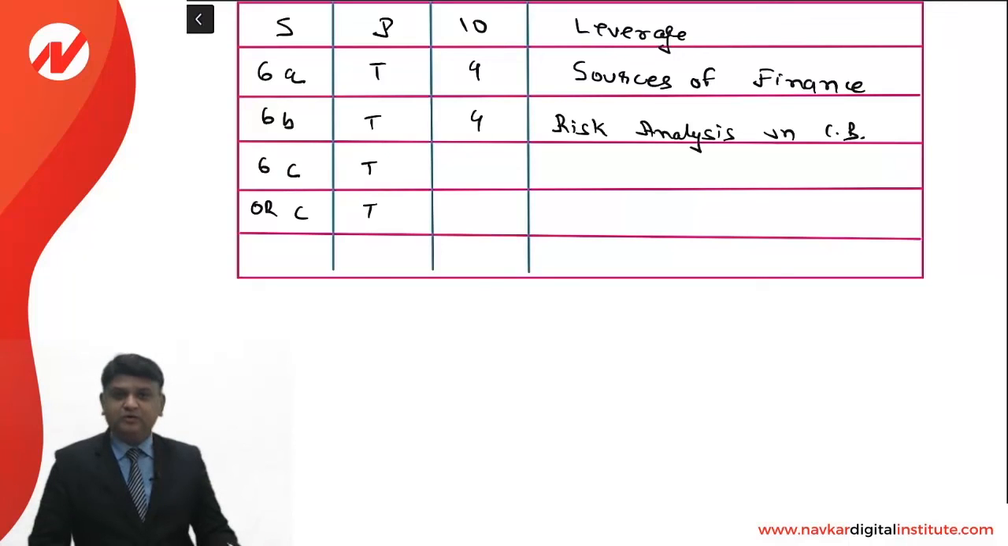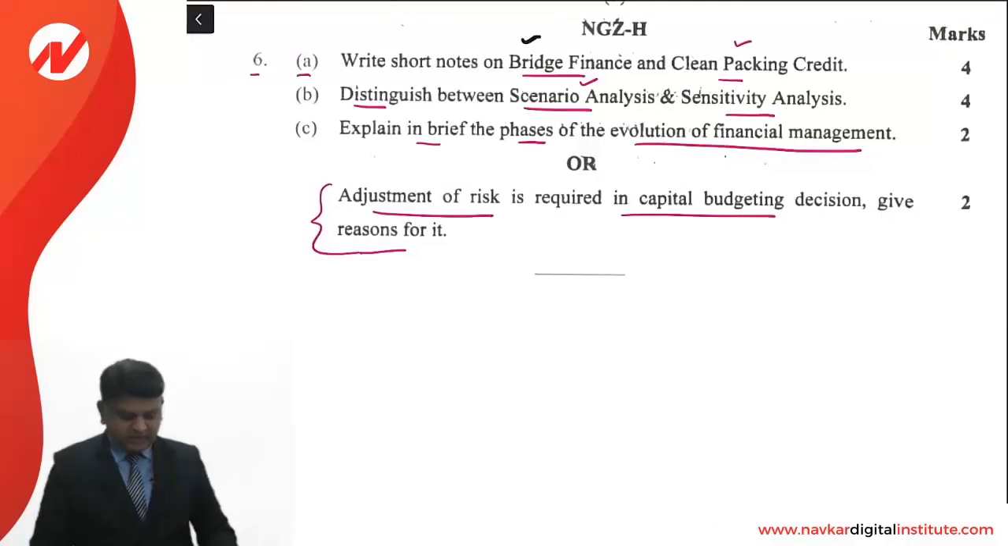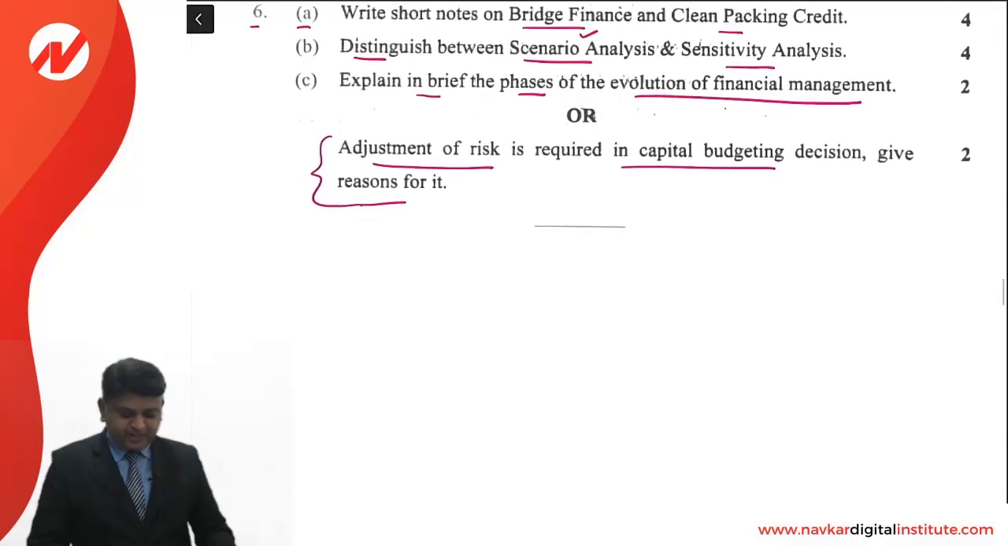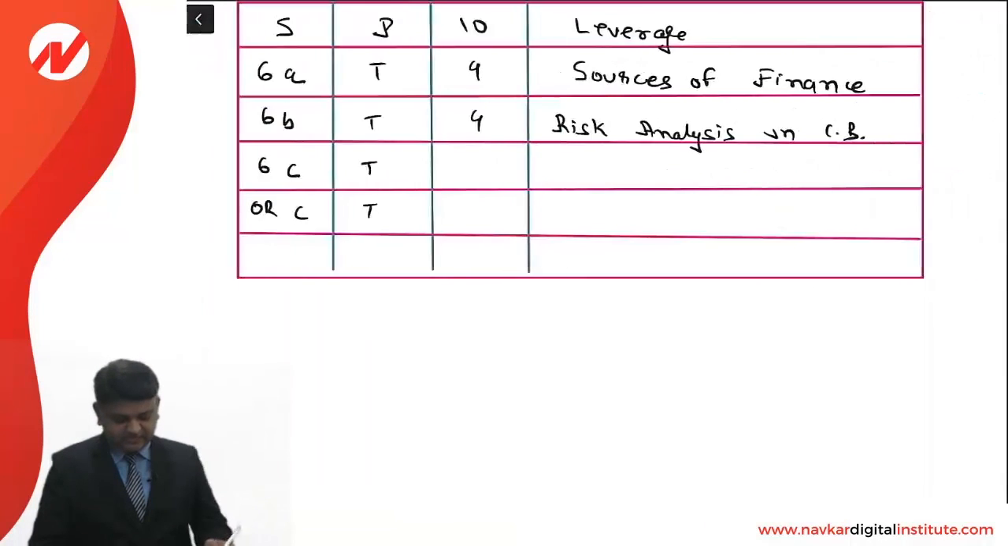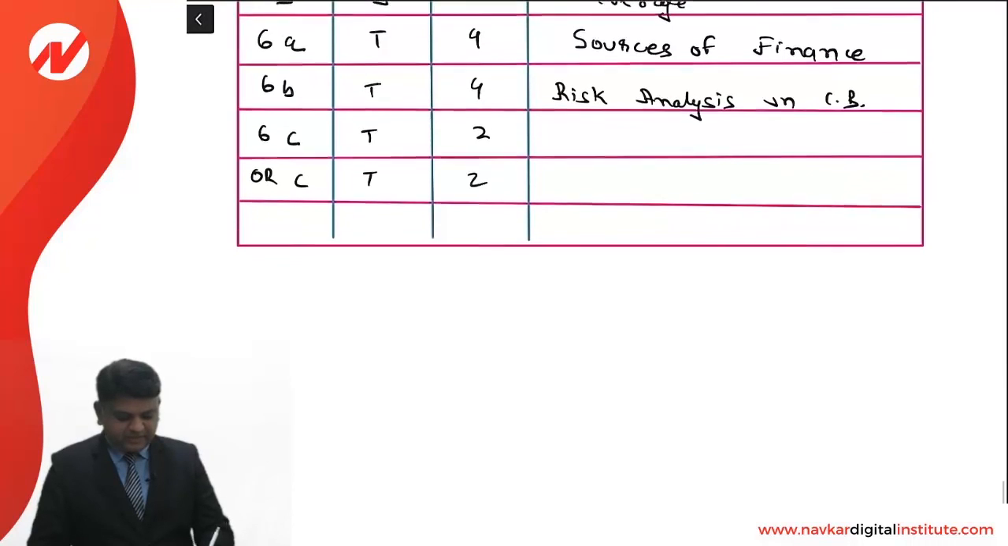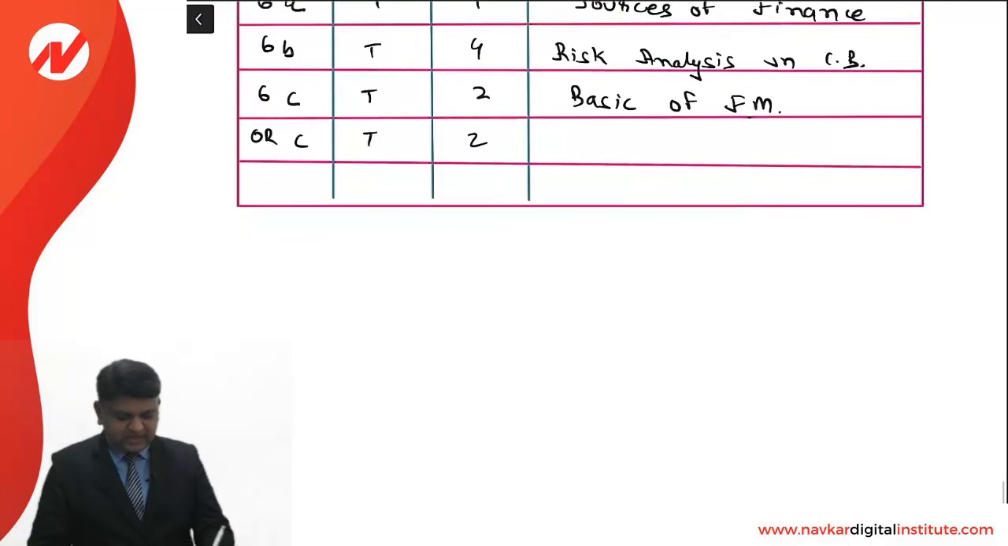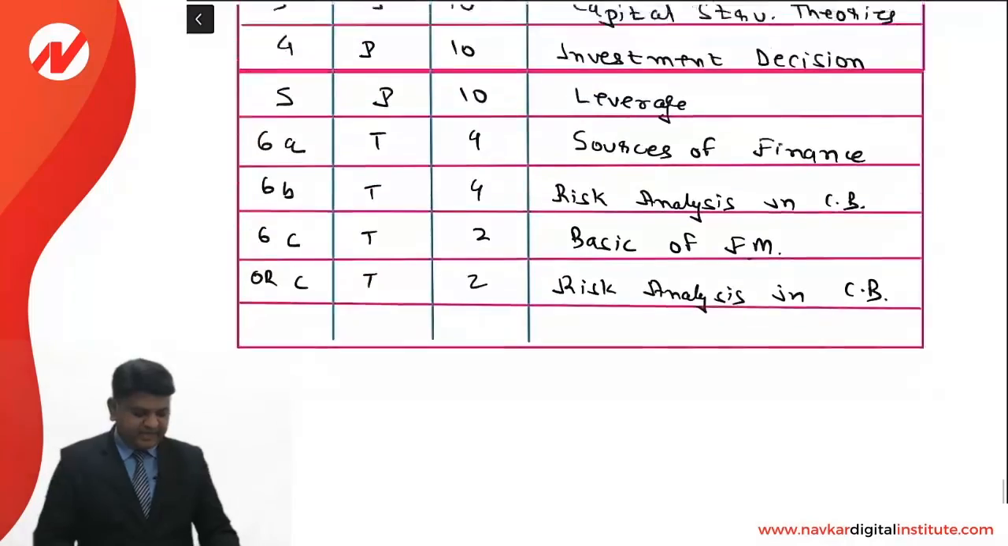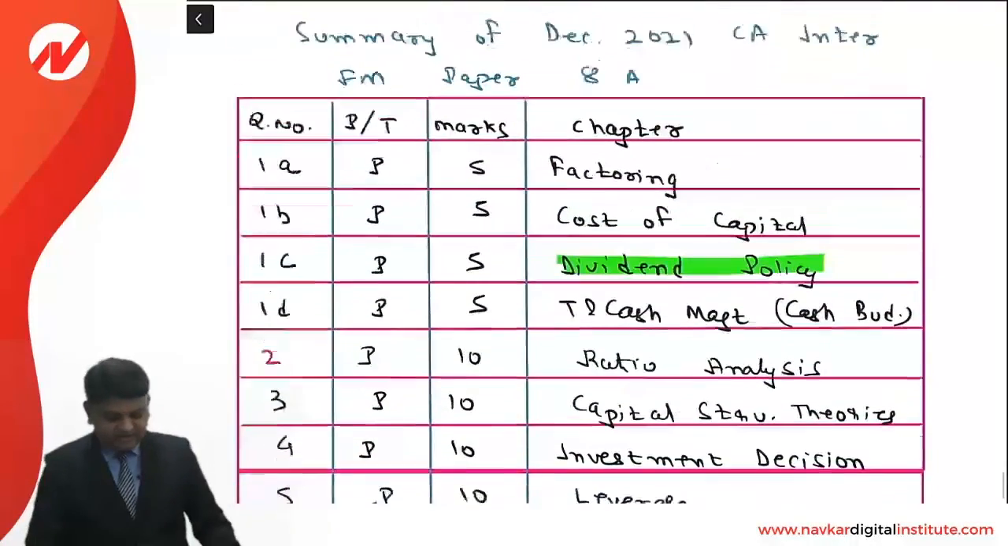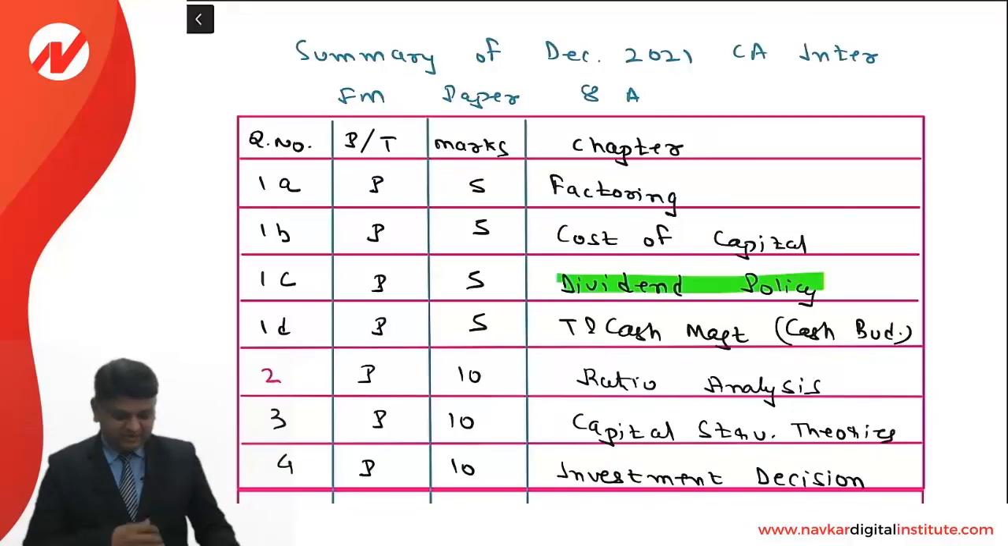I think a student would be able to better attempt a theory question if it is from a practical chapter, because by doing the numericals the student will have more idea about that concept. The third question is from the first chapter, the basics of financial management, and the last one is again from the risk analysis in capital budgeting. This is the way we have the entire examination paper.